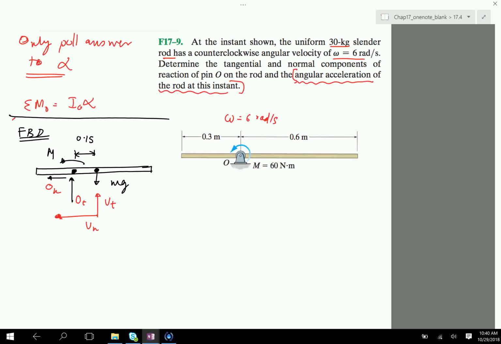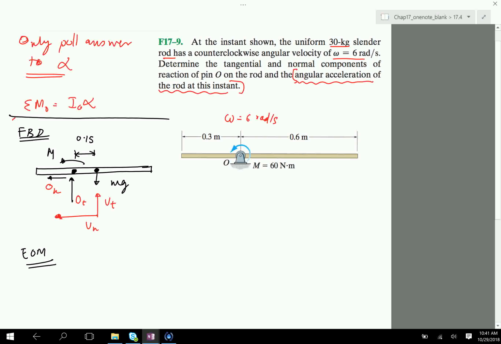Because I'm told to specifically find the normal and tangential components at this position when the rod is horizontal, I do not draw the free body diagram at a generic angle. But if you're asked to find the reaction forces or angular acceleration at a generic angle, or say 45, then you're better off drawing a free body diagram with the rod at a generic angle theta. Don't take 0 degrees and try to find the answer for 45. It won't generalize. So free body diagram done.